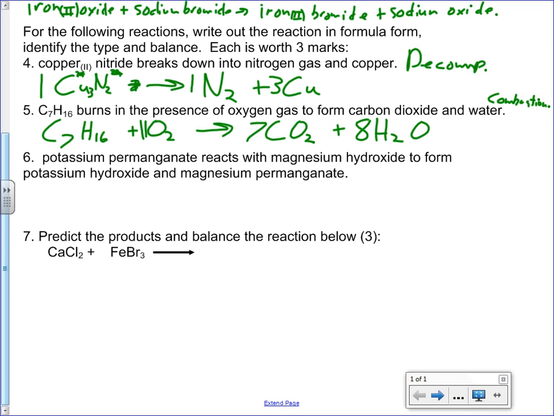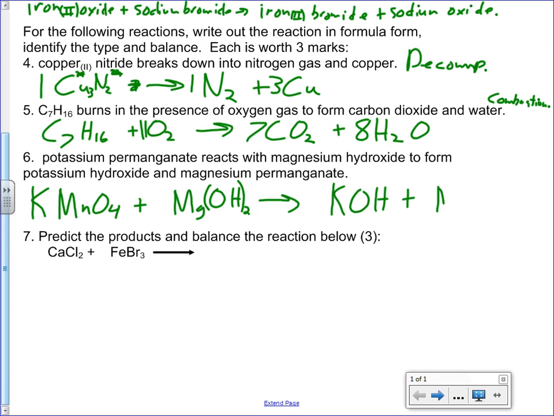Okay, number 6, potassium permanganate, KMnO4. They may have had the MnO4 in brackets. If they did, that's fine, as long as there's no number outside of the brackets. Okay, reacts with magnesium hydroxide, Mg. This is 2 plus. Hydroxide is -1, so when we drop and swap, we should have that. Okay, to give us potassium hydroxide. Okay, and magnesium permanganate. All right, when we drop and swap, that's what those should look like.